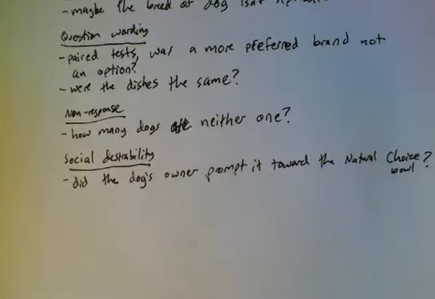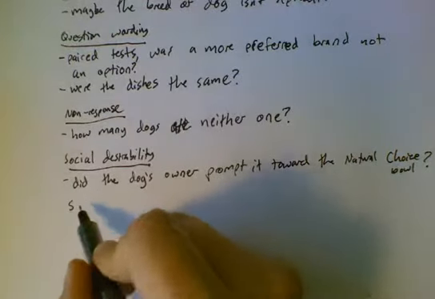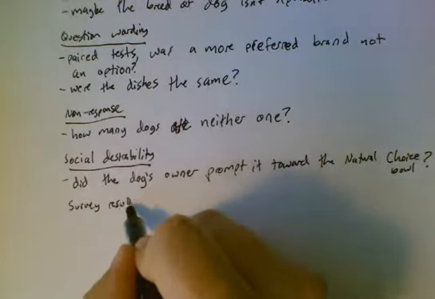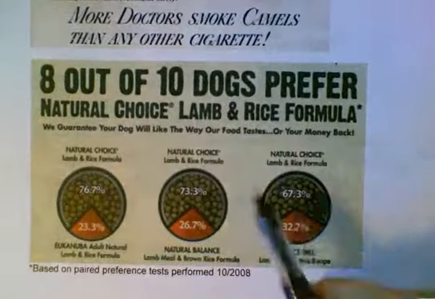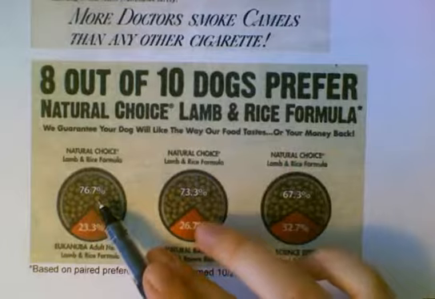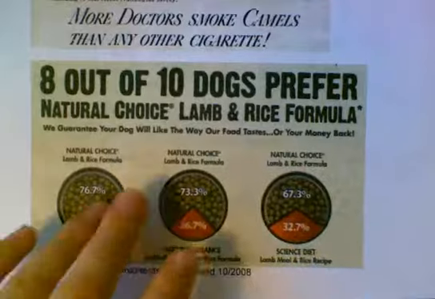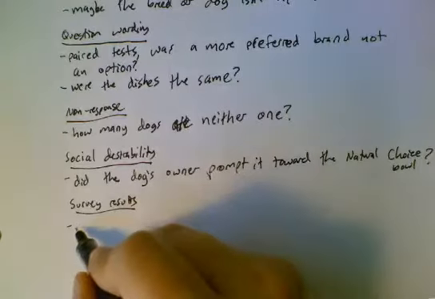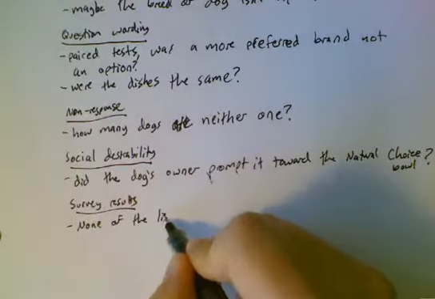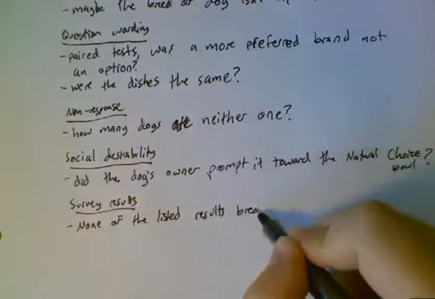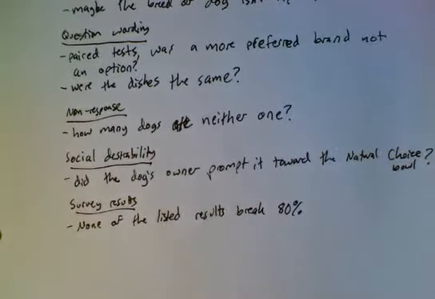And one thing not to overlook about this one is, does this really represent the survey results? This is an easy one to overlook, but take a look at these numbers. 67.3% is not 8 out of 10. 76.7% is still not 8 out of 10. It would round up, but this one's really stretching it, and these two aren't even close. So none of the survey results actually break 80%. And also common sense says that we don't know if my dog is actually going to line up with the taste of these dogs in this survey, even to begin with.